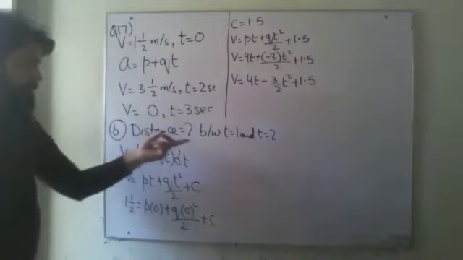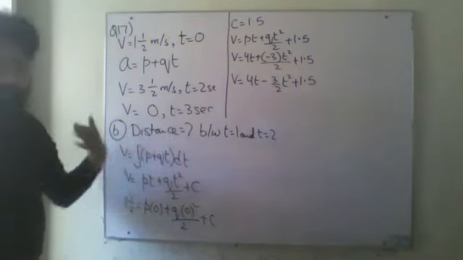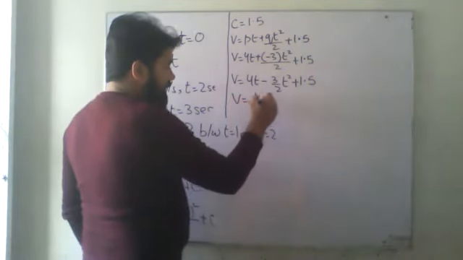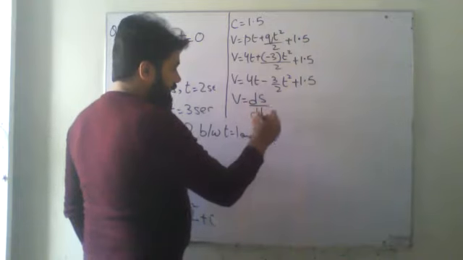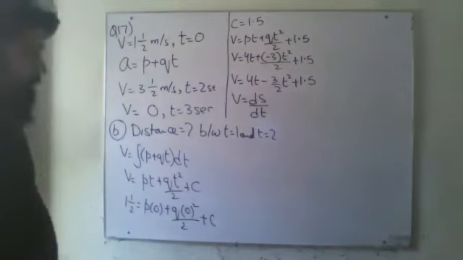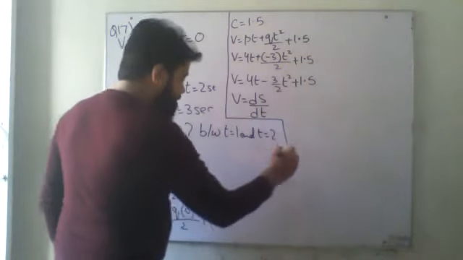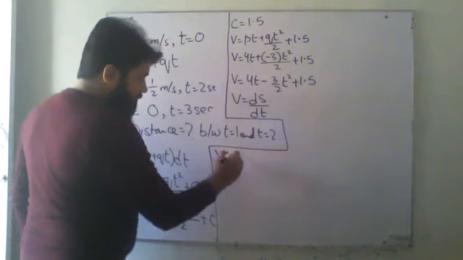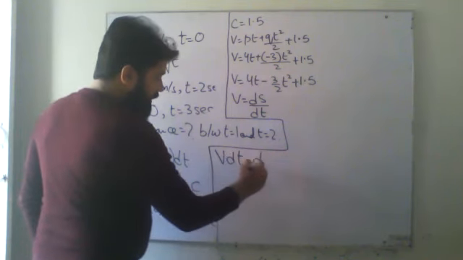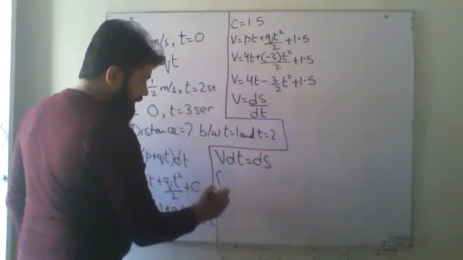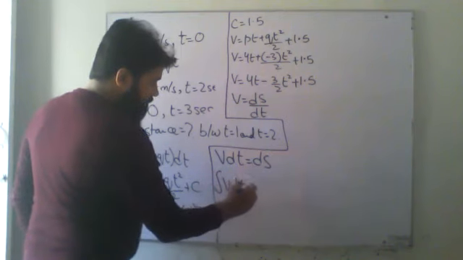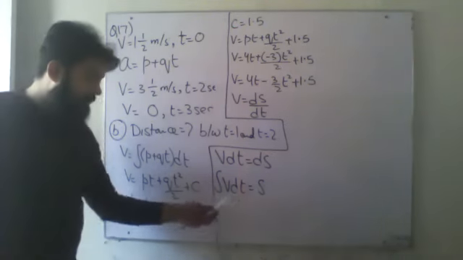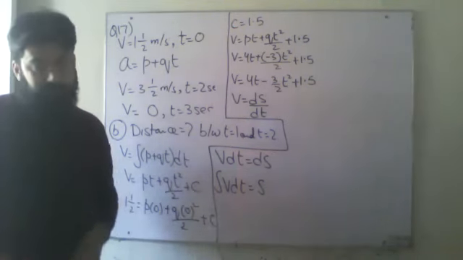But I have to find distance. We know that velocity is the differential of s with respect to time. So what will I do? I am shifting dt over, so v dt equals ds. This means if I integrate v with respect to time, I will have distance.